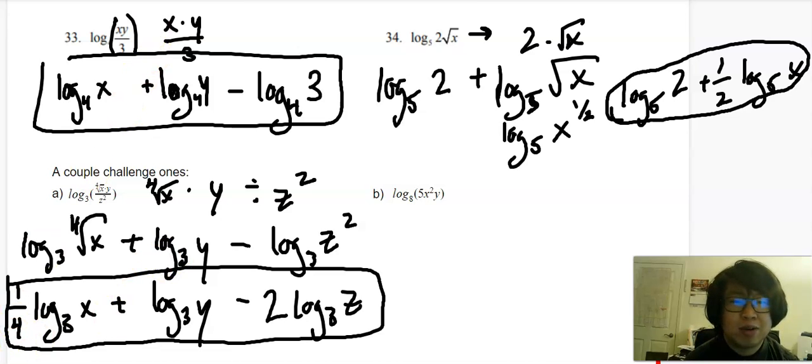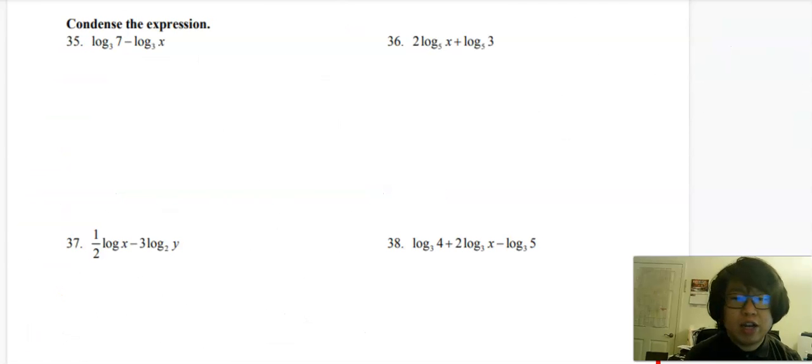Let's get to condensing some exponential. All right, now we're going to be condensing.